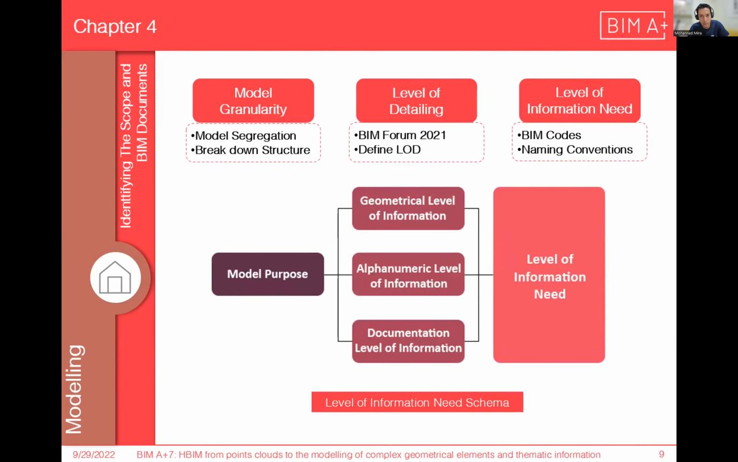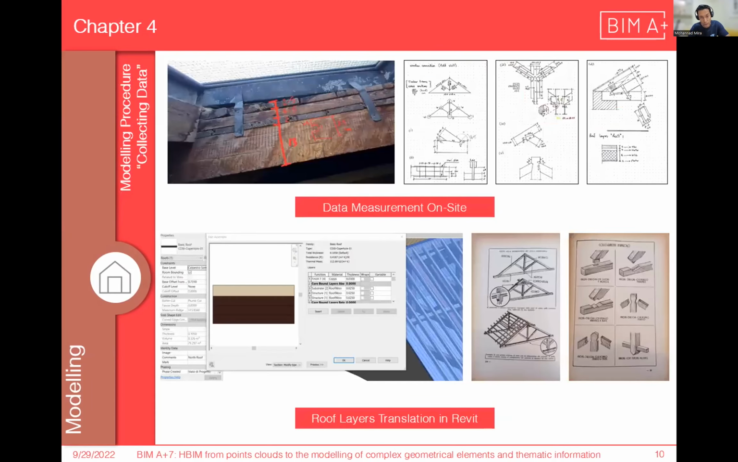The last thing was identifying the level of information need by using the codes for heritage buildings, like ICOMOS, or the ISO for BIM, of course. So we need to define the model purpose and the geometrical level of information, alphanumeric level of information, and documentation level of information, and at the end, you will get the level of information needed for this model, in addition to the naming convention for all the elements and all the files used in this project.